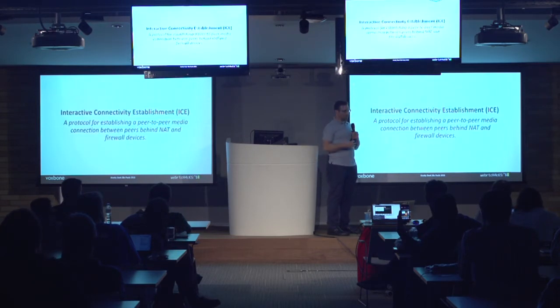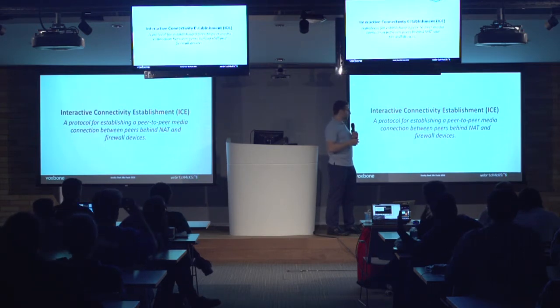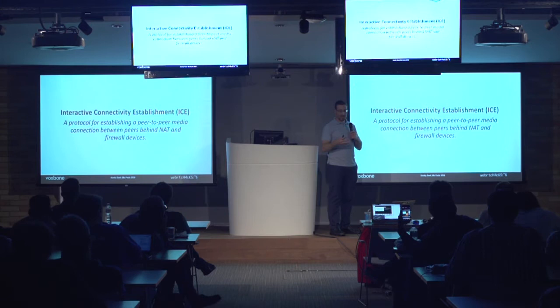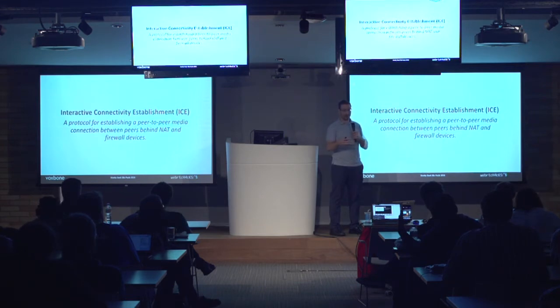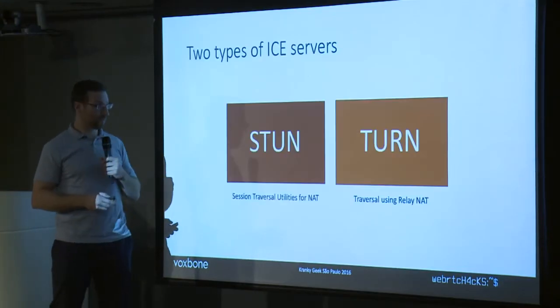One of the great things that's built into WebRTC and has been standardized to help get around some of these firewall and NAT problems is called Interactive Connectivity Establishment, or ICE. As you see here, ICE is a protocol for allowing a client behind a NAT or firewall device to talk to another one that may or may not also be behind a NAT or firewall device.